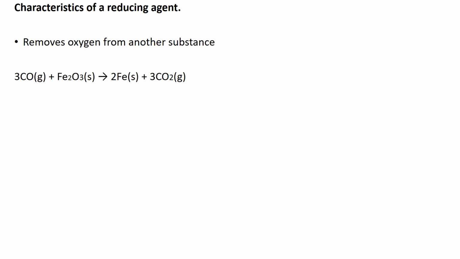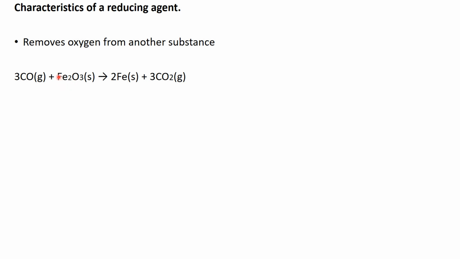So what are some of the characteristics of a reducing agent? First, it removes oxygen from another substance. So an example which we have looked at already is this reaction where carbon monoxide reacts with iron oxide to form iron and carbon dioxide. So in this reaction, what is a reducing agent? So we can see that the carbon monoxide removes the oxygen here.